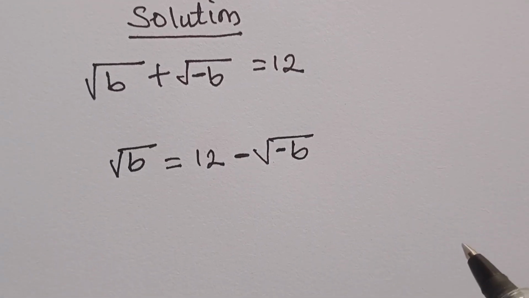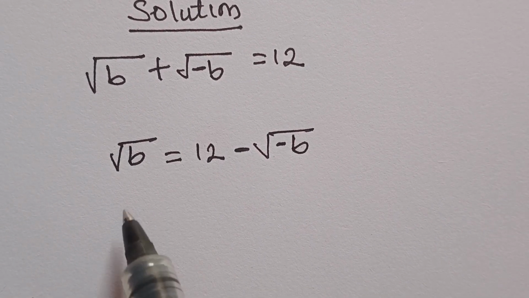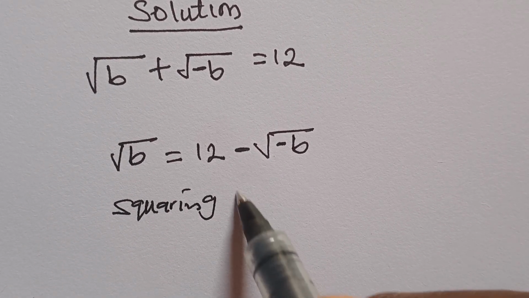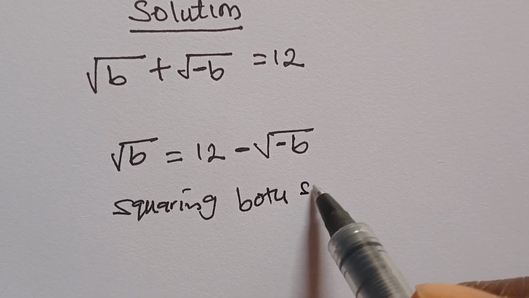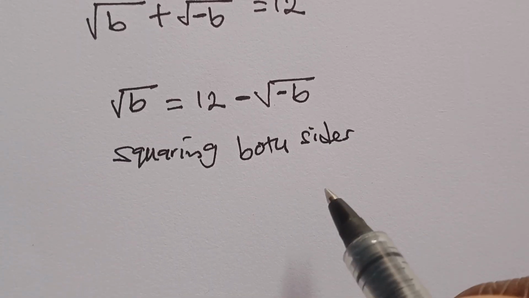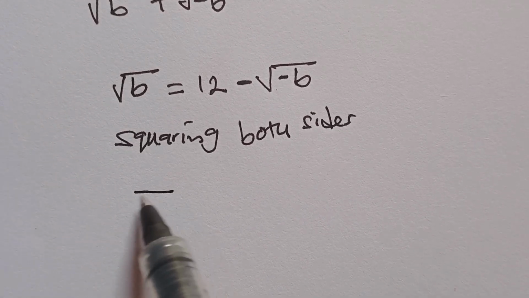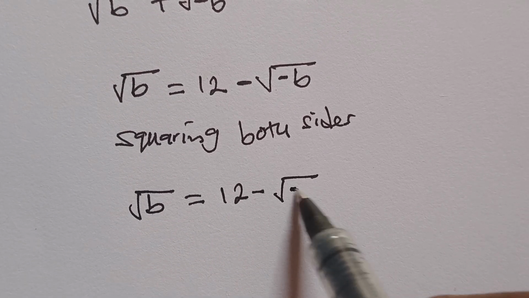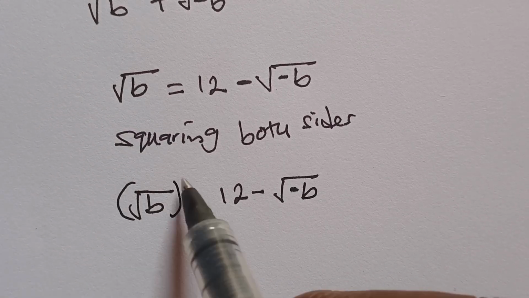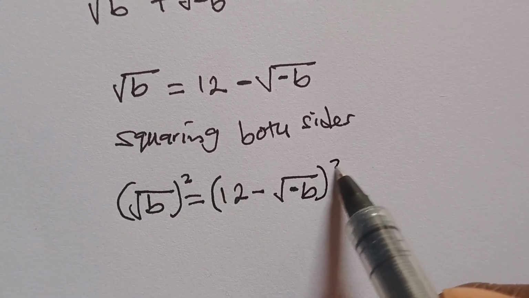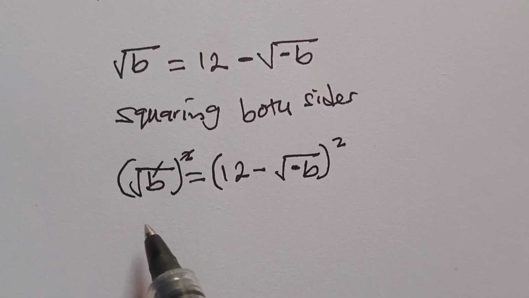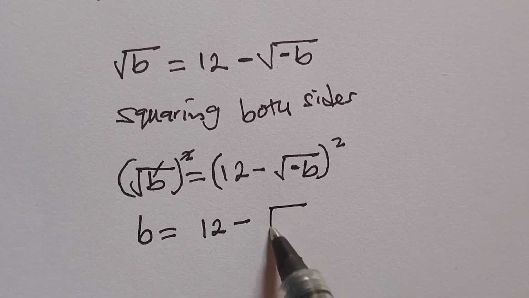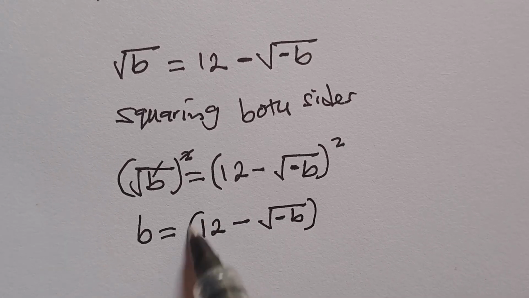So I have the square root of b equal to 12 minus the square root of minus b. That is, I make the square root of b the subject, then square both sides. The square will cancel the square root, so I will now have b equal to 12 minus the square root of minus b, everything in brackets, squared.